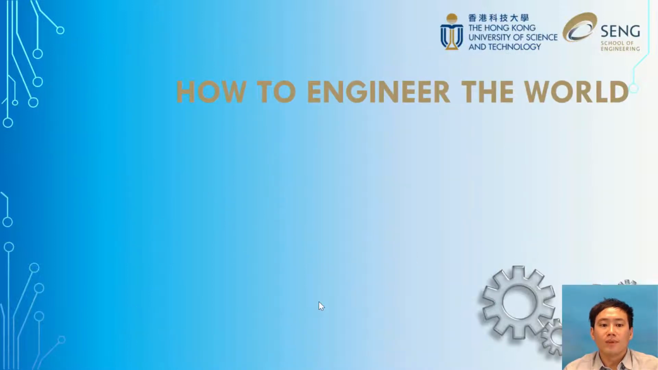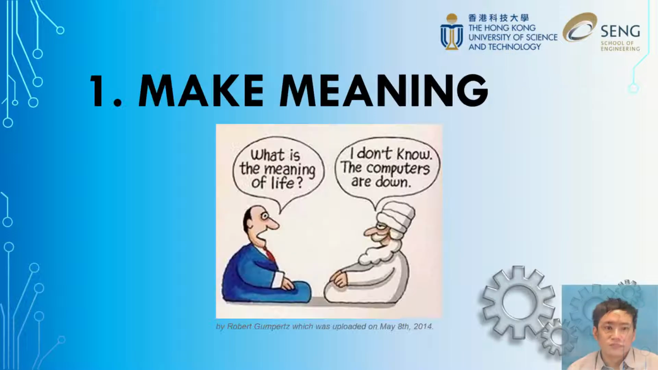So before we talk about what are the things that you have to learn in this course, and before we talk about how to create the system at the end of the course, let me give you some information about how to come up with a good engineering solution. First of all, you have to make meaning of what you're doing. You will get frustrated if you don't have a well-defined meaning of what you're doing.